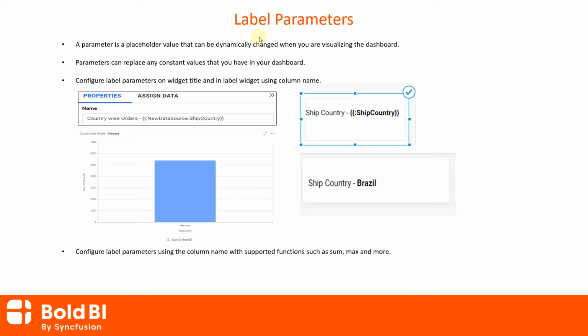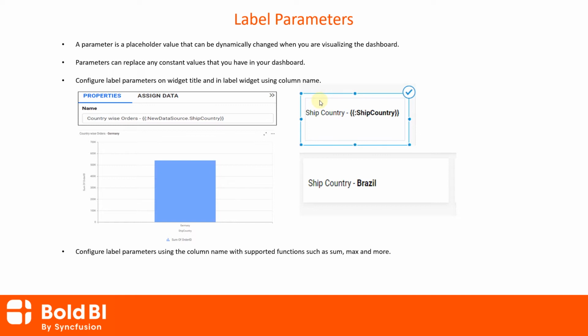Let's take a quick look at label parameters and their purpose. A parameter is a placeholder value that can be dynamically changed when you are visualizing the dashboard. Parameters can replace any constant values that you have in your dashboard. Rather than editing the dashboard to display a particular value, you can use label parameters with expressions to show the value. You can configure label parameters by using the column name on the widget title and in the label widget.